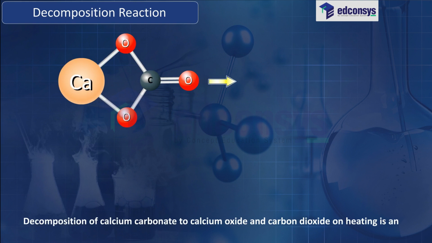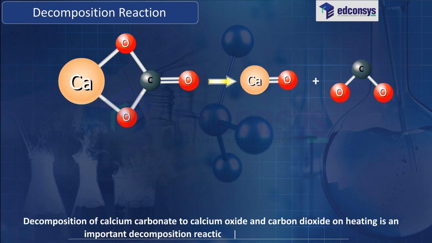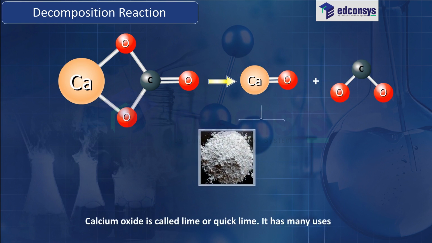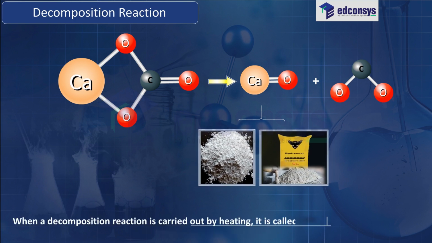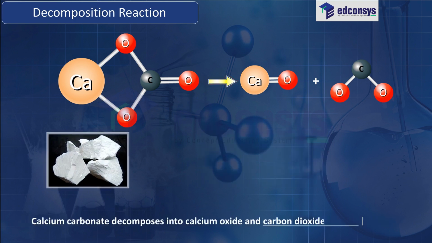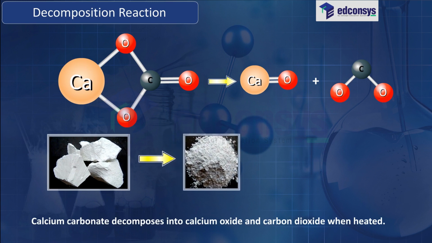Decomposition of calcium carbonate to calcium oxide and carbon dioxide on heating is an important decomposition reaction used in various industries. Calcium oxide is called lime or quicklime. It has many uses. One is in the manufacture of cement. When a decomposition reaction is carried out by heating, it is called thermal decomposition. Calcium carbonate decomposes into calcium oxide and carbon dioxide when heated.